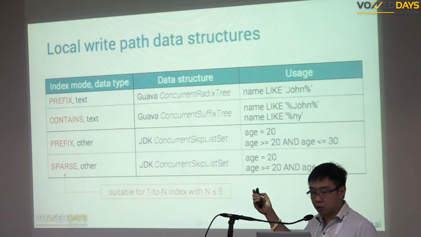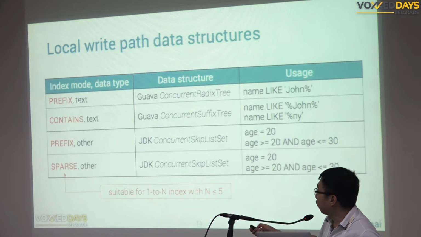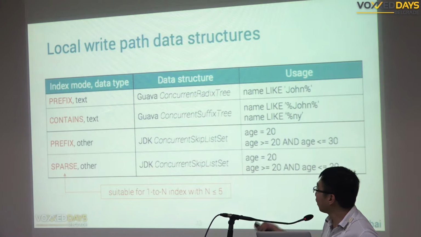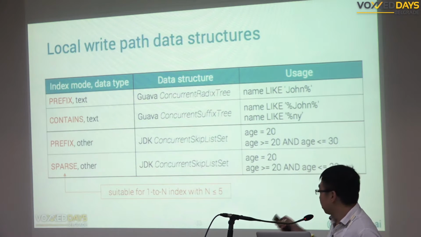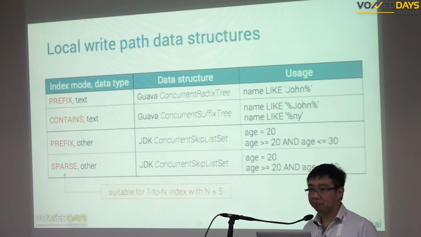The data structure used by SASI is very simple. If you have the prefix index mode, it will use a concurrent radix tree from Guava. In contains mode, it will use a concurrent suffix tree, which allows you to query data like this. And if you have a data type which is not text, such as a numeric value, UUID or timestamp, it will use a concurrent skip list set from the JDK.